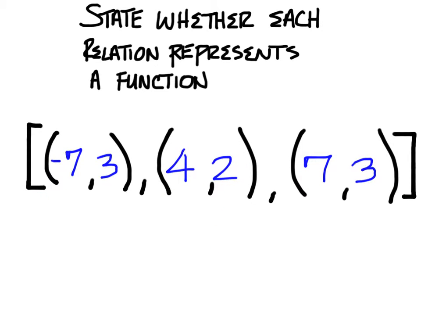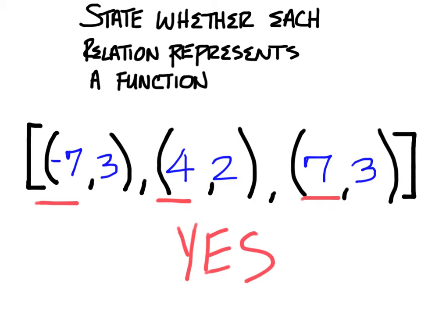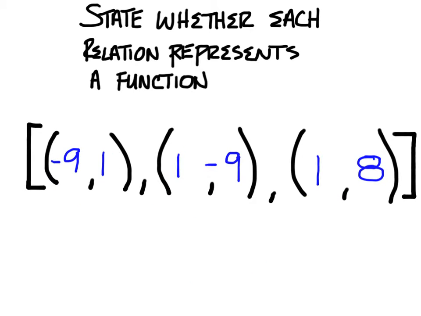And the next one goes to Ison. Would this be a function? Yes, because we have -7, 4, and 7. So that one is definitely yes. And on this one it goes to Karshner, -9, 1, and 1. The answer would be no.